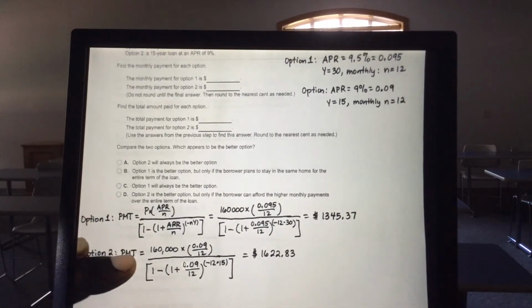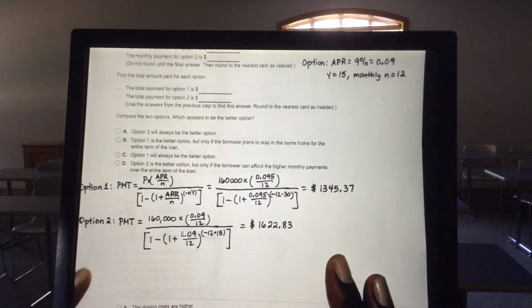Okay. So for option 1, the monthly payment will be $1,345.37. For option 2, it will be $1,622.83. Now, for the total payment for each option here.